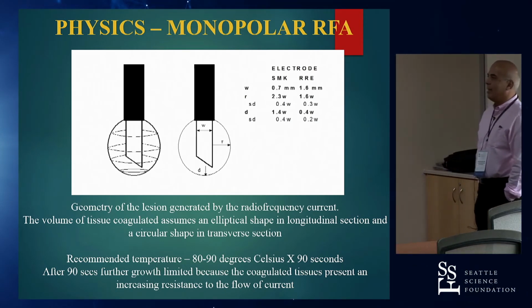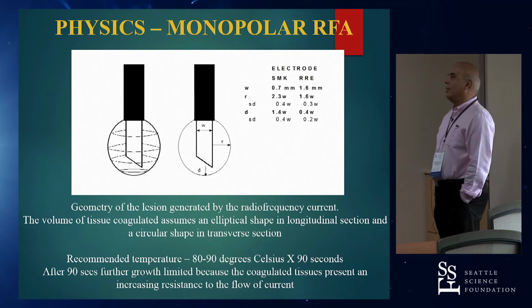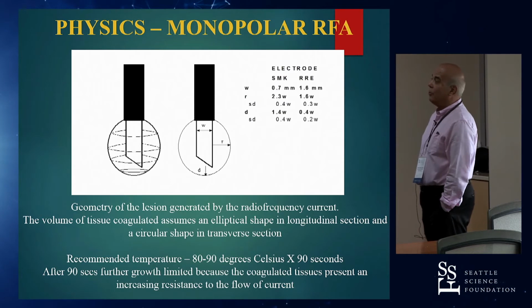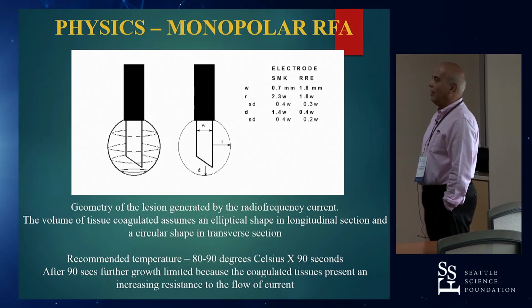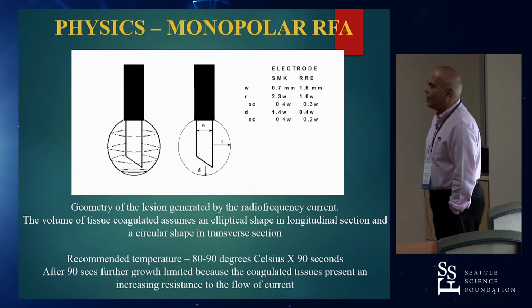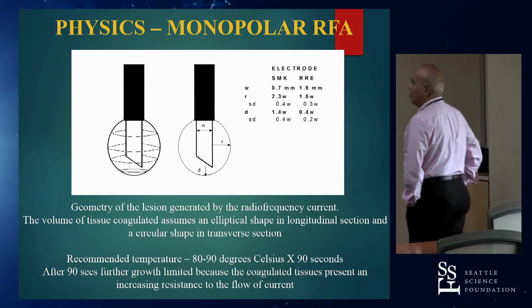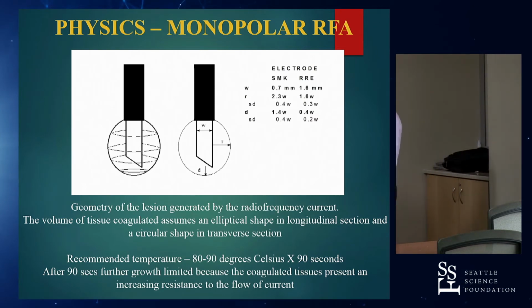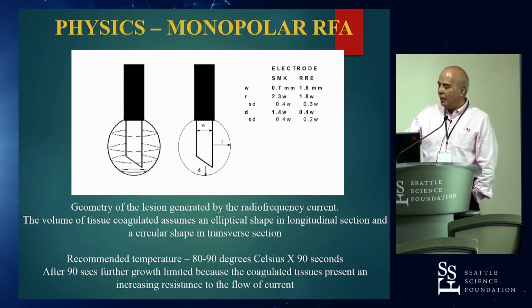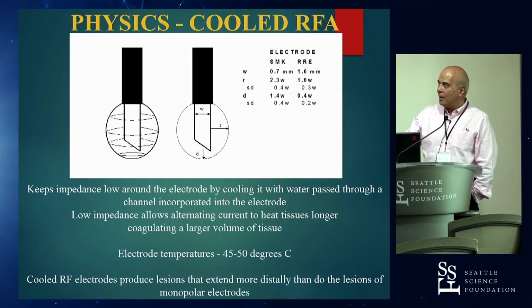After 90 seconds, further growth of the lesion is limited by the coagulated tissue, because the coagulated tissue presents an increased resistance to the flow of the current. So using a higher temperature doesn't necessarily give you better results and may not make a lot of sense.